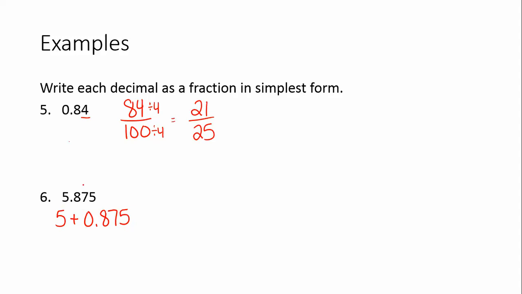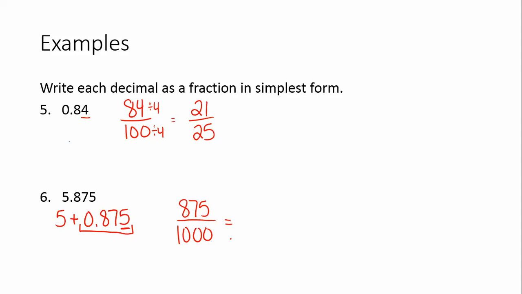That's the same thing as this fraction, 5.875. We're going to worry about this part first. We want to write 0.875 as a fraction, and then we're going to put the 5 on the front at the end. So 0.875, this goes out to the thousandths place. So we need to take 875 and divide it by 1,000. This is the fraction that now needs reduced.